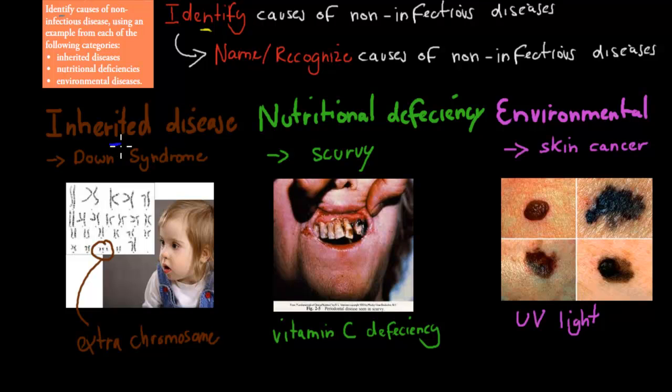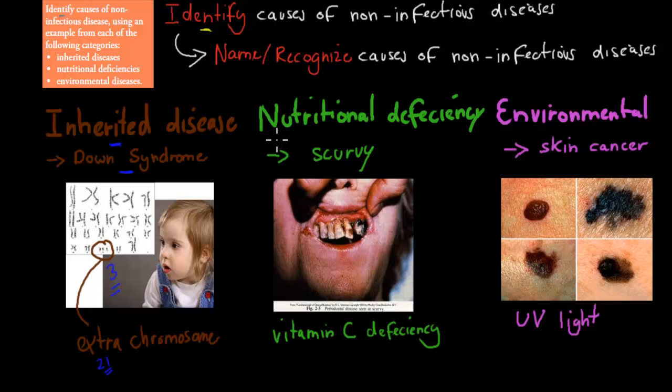So inherited disease, I've got Down syndrome. Down syndrome is an inherited disease, and that's due to an extra chromosome. So of the pair number 21, we usually have 2, right? But in this case, this girl would have 3 of that chromosome. And that means we've got 1 too many, and that would give you Down syndrome. So it's inherited. It's due to genetics.